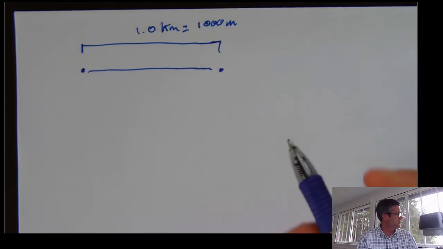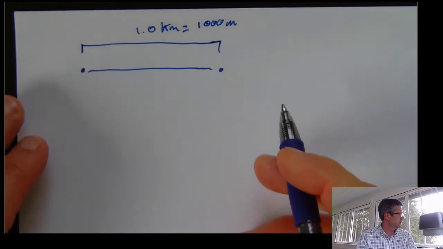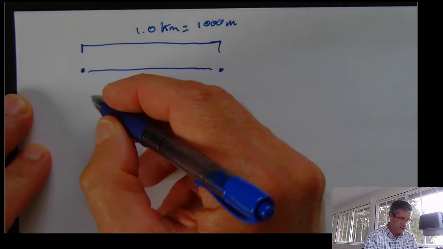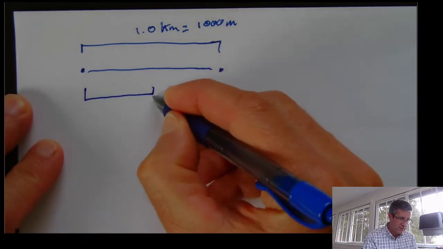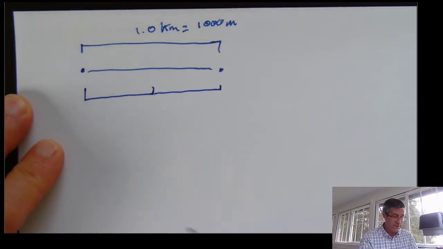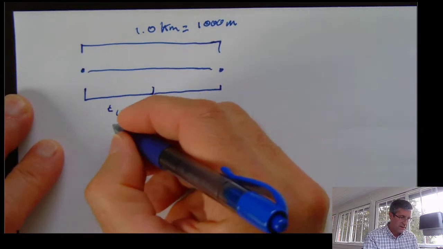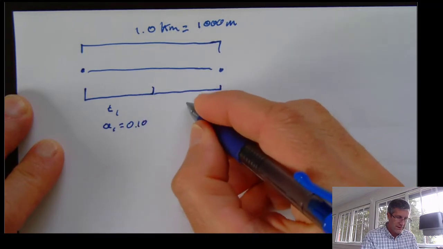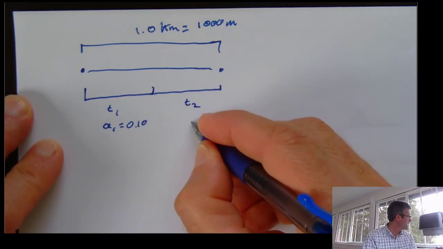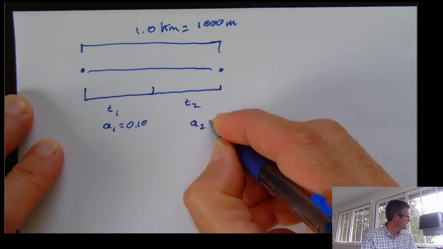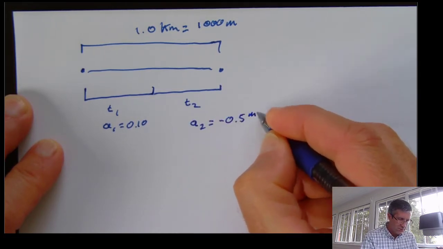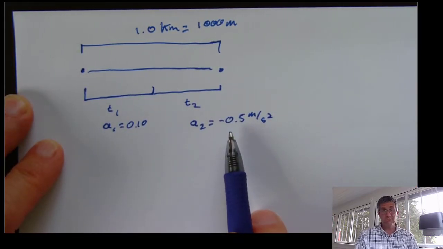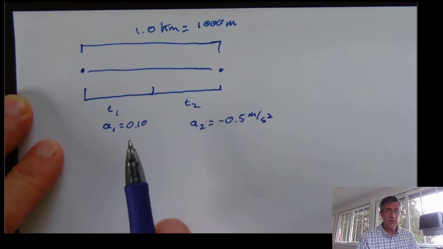The engineer minimizes the time t between the two stations by accelerating at a rate of 0.1 meters per second squared for time t1. Okay, let's think about it. We're going to have two legs. They're not giving me distance, they're giving me time. So I'll call this t1, and I know the acceleration at that point is 0.10, and I have t2. They tell me the acceleration for the second part is braking at negative 0.5 meters per second squared. So I can guess they're going to spend less time decelerating than accelerating.